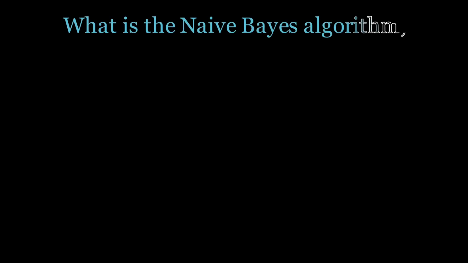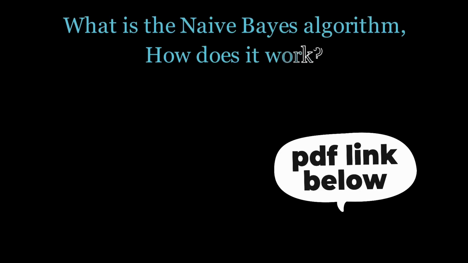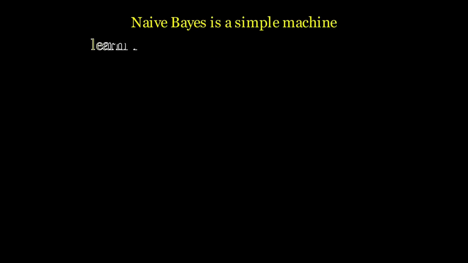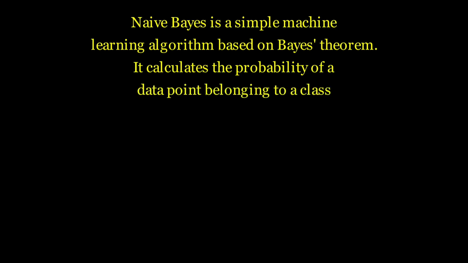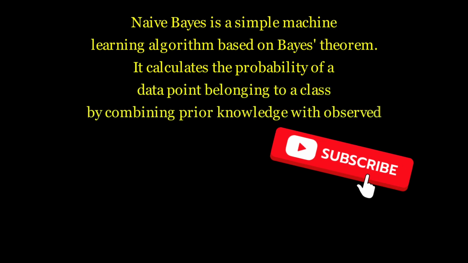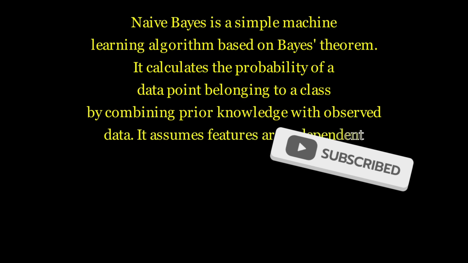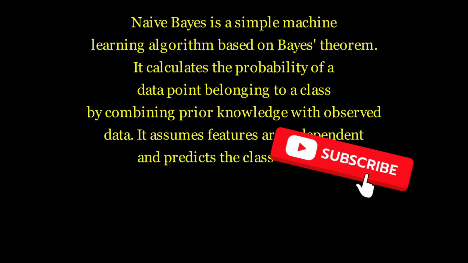What is the naive Bayes algorithm? How does it work? Naive Bayes is a simple machine learning algorithm based on Bayes' theorem. It calculates the probability of a data point belonging to a class by combining prior knowledge with observed data. It assumes features are independent and predicts the class with the highest probability.